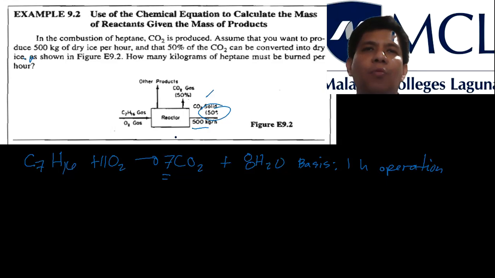Remember, the question is how many kilograms of heptane should you use? If we're going to consider 1 hour of operation, we need to produce 500 kilograms of carbon dioxide. And this is just 50% of the total product, as you can see. The other 50% becomes waste.